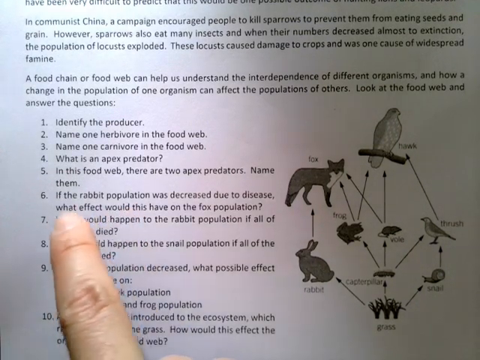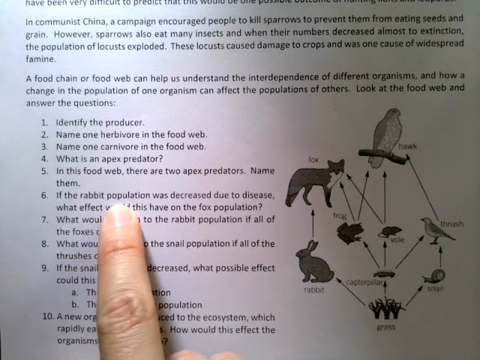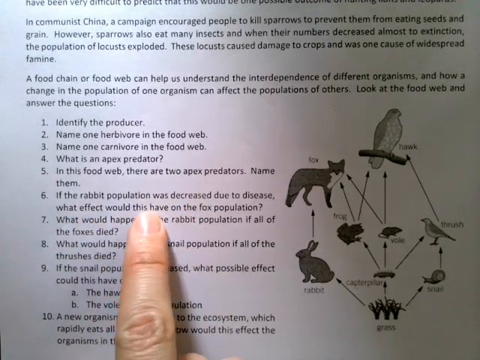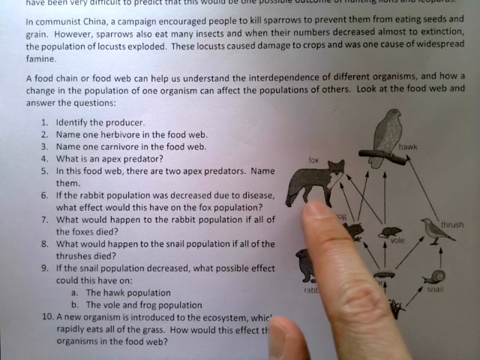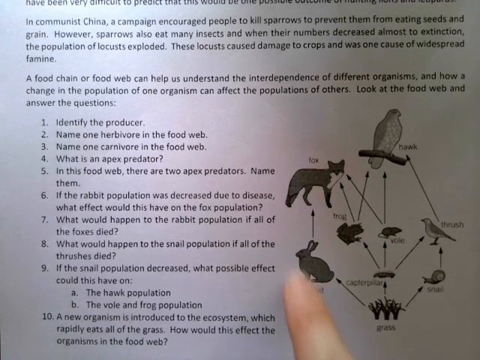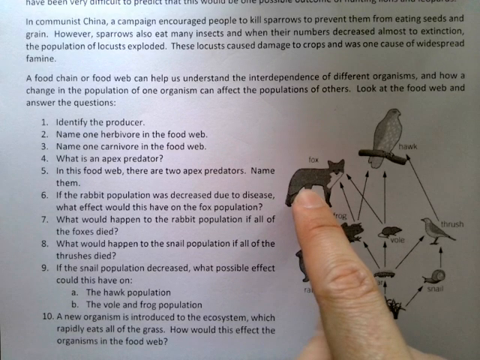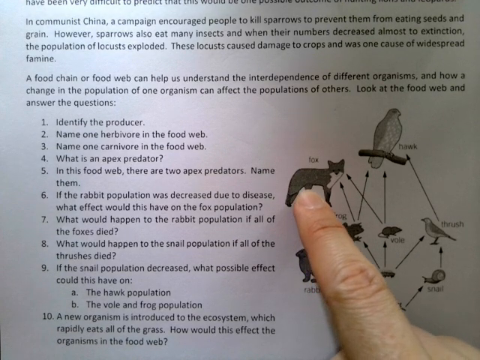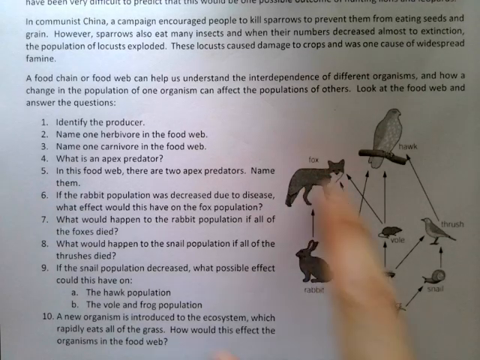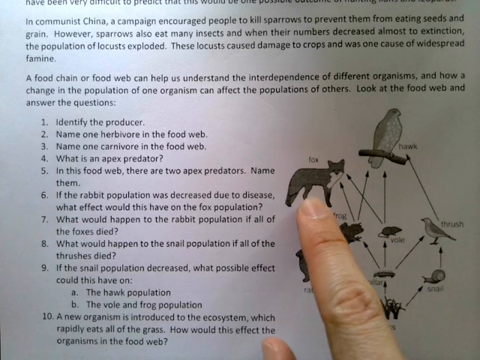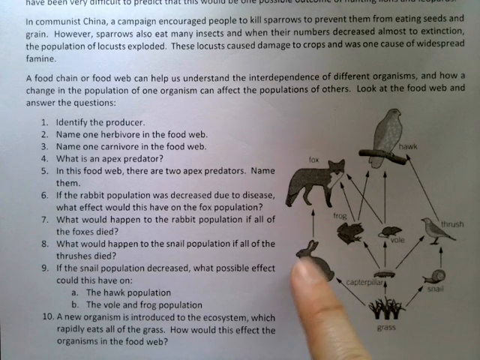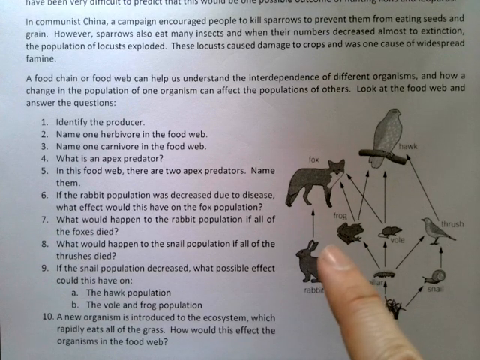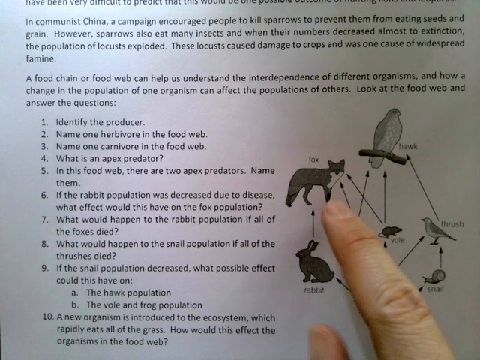Now, from question 6, they get a little bit more complicated. So, if the rabbit population was decreased due to disease, what effect would this have on the fox population? So let's imagine the number of rabbits decreases. All right, well, how is that going to affect the foxes? Well, foxes eat rabbits, so if the number of rabbits goes down, then there's less food for the foxes. Okay, but it's not the end of the world for the foxes, because they also eat frogs and they also eat voles. So yeah, it might decline, but they'll probably be able to eat more frogs and eat more voles. So actually, decreasing the rabbit population is probably going to have more of an impact on the number of frogs and the number of voles than it does on the number of foxes.